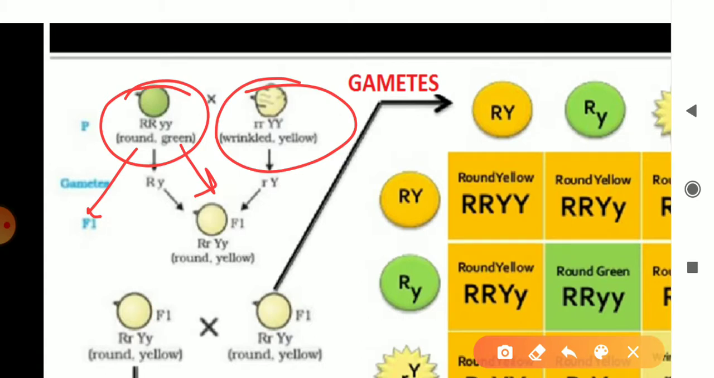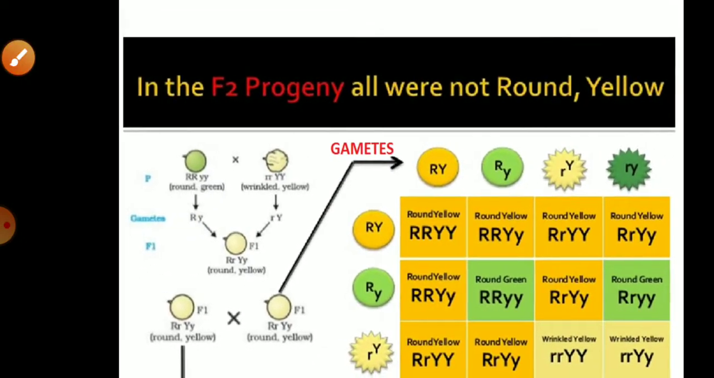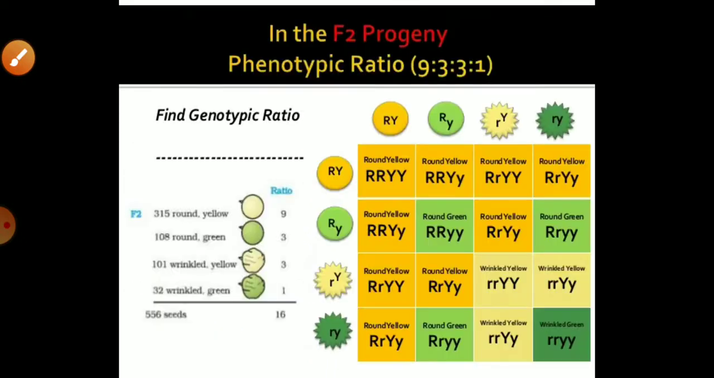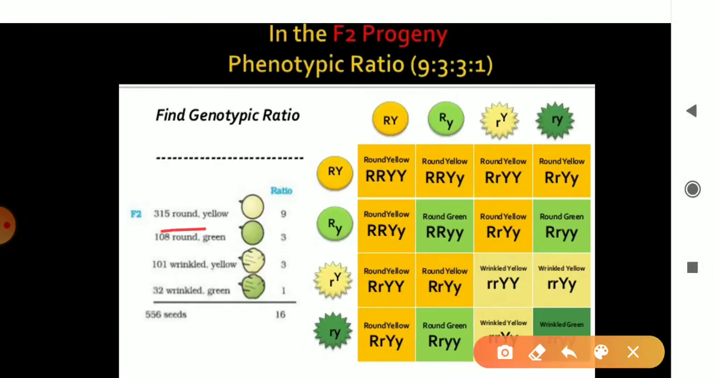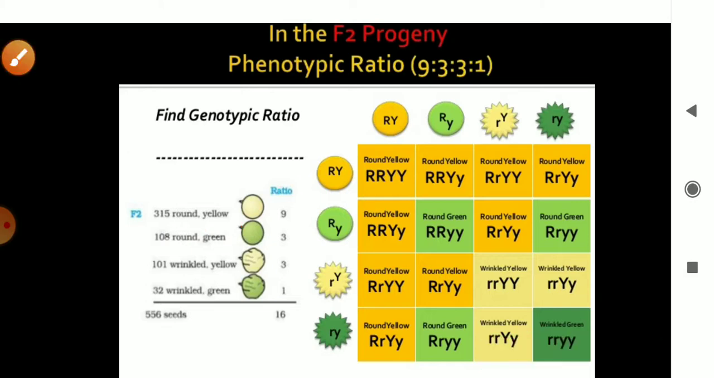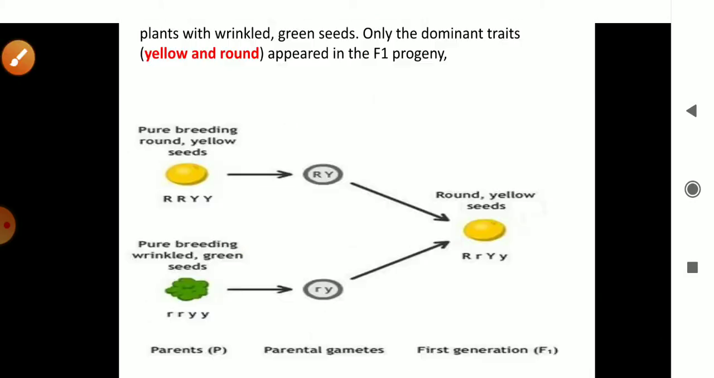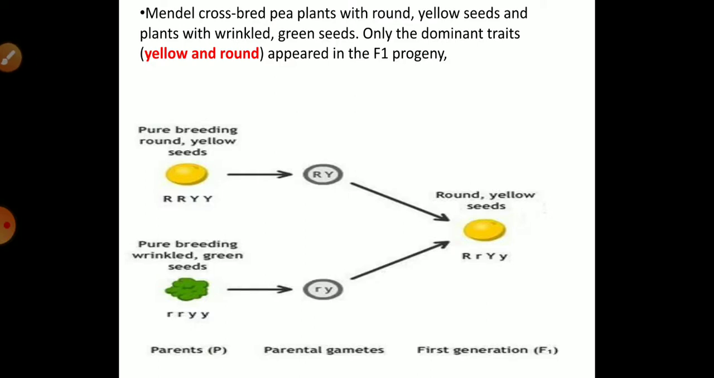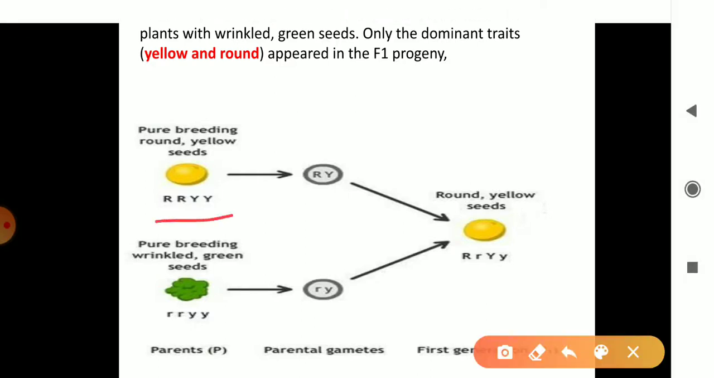Had they been linked, then these two features would have been inherited together generation after generation. So because of the new combinations that were formed, it shows that traits like color and shape are not linked. They are present on separate chromosomes, and that's why they were not inherited together.